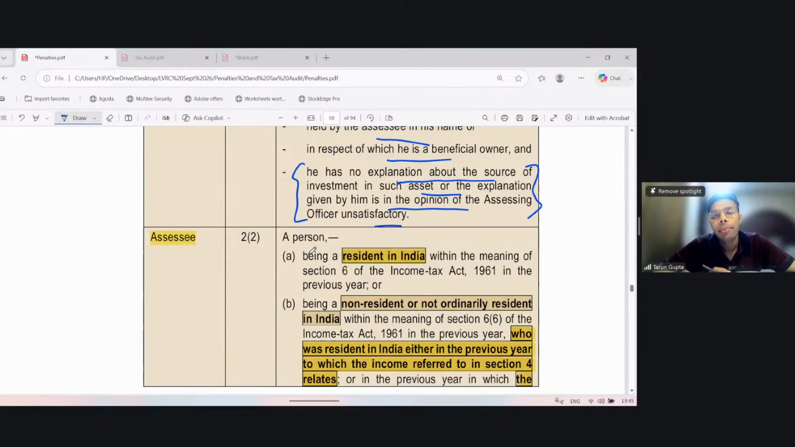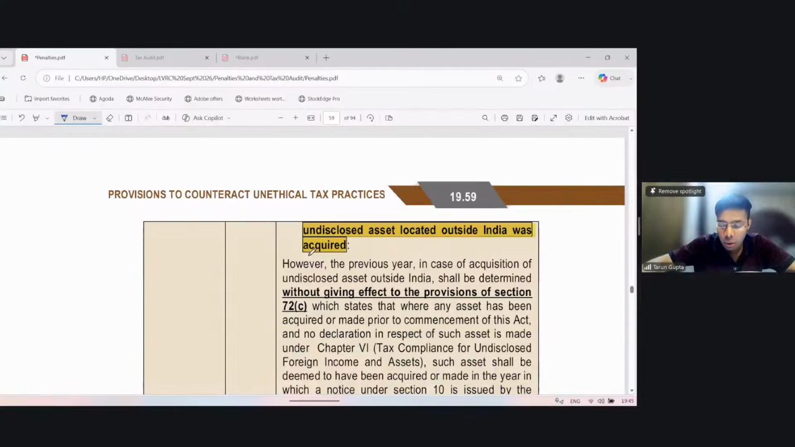Assessee. Who is an assessee? It means who can be taxed under this act. So assessee means a person who is resident in India within the meaning of section 6 of the Income Tax Act. Okay. So only a resident person can be assessee? No. Assessee can also include a person who is NR or RNOR within the meaning of section 6. But if the assessee is NR or RNOR, then he can be assessee only if he was resident in India either in the previous year to which the undisclosed foreign income relates, or in the previous year in which the undisclosed foreign asset located outside India was acquired.